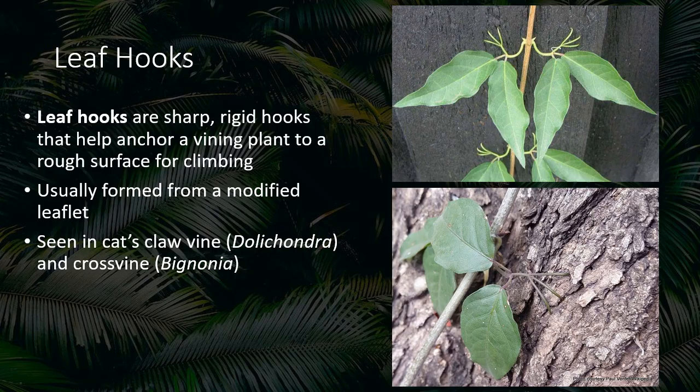Leaf hooks are similar to tendrils, but these are basically sharp, rigid hooks that help some vining plants anchor themselves to rough surfaces like tree bark. You could think of them as a modified tendril, and once again, those hooks are formed from modified veins of a leaflet. And you can see them in species like cat's claw vine, Dolichandra, or crossvine, Bignonia. Bignonia is actually a really beautiful ornamental flowering vine that you can grow here in zone 7A.